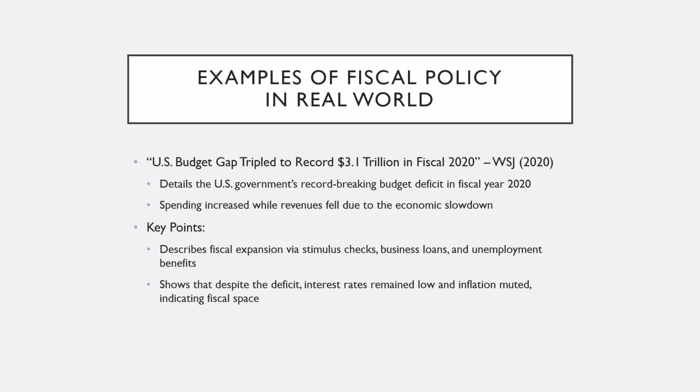Some key fiscal policy points that I came across were that the article describes fiscal expansion via stimulus checks, business loans, and unemployment benefits, and notes that the deficit reached 16.1% of GDP, the highest it's been since World War II. And it shows that despite the deficit, interest rates remained low and inflation was muted, indicating that there was fiscal space within the economy.